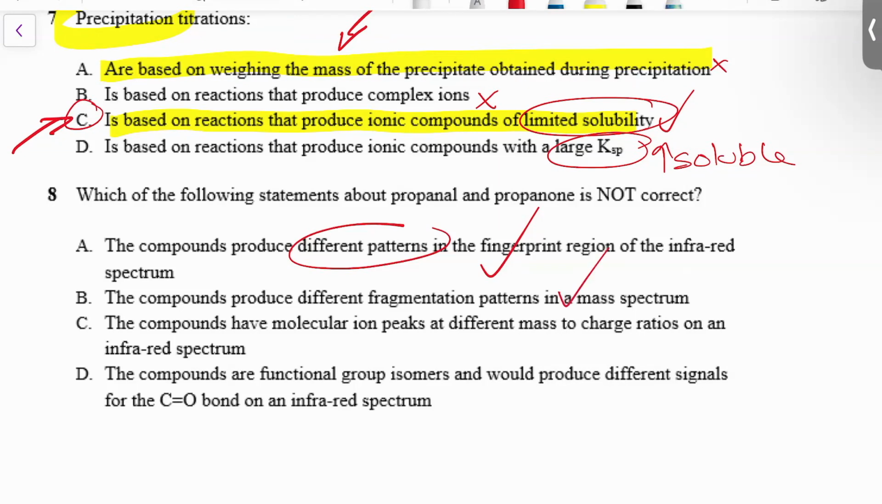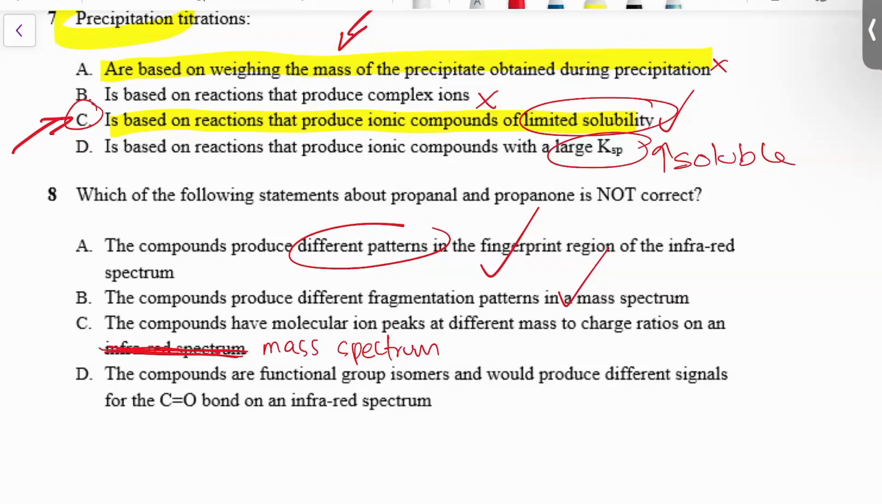C, the compounds have molecular ion peaks at different mass to charge ratios on an infrared spectrum. I'm going to assume that's a typo. Otherwise, C is just immediately wrong, yeah? Because molecular ion peaks show up on a mass spectrum. If it was genuinely infrared spectrum, that sentence would just not be wrong. But let's say mass spectrum. The compounds have molecular ion peaks at different mass to charge ratios on a mass spectrum. True or false? False. Why?